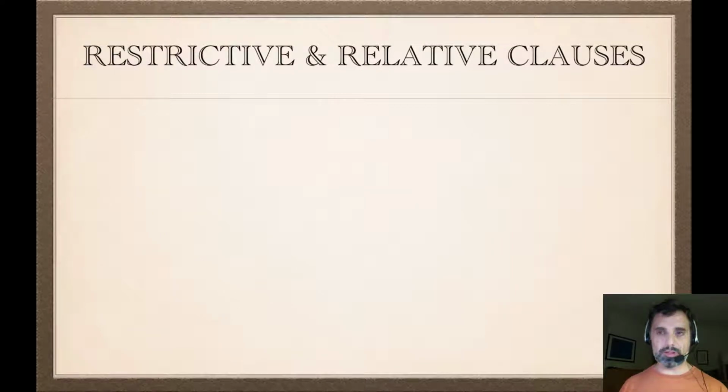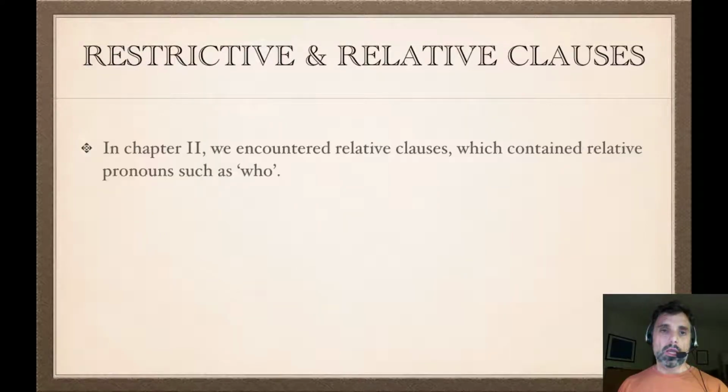Okay, so restrictive and relative clauses. In Chapter 2, we had relative clauses. And what's a relative clause? So we'd have Bob, who is tall, is happy, and the who is tall is the relative clause. Why is it called a relative clause? Because it has the relative pronoun who.